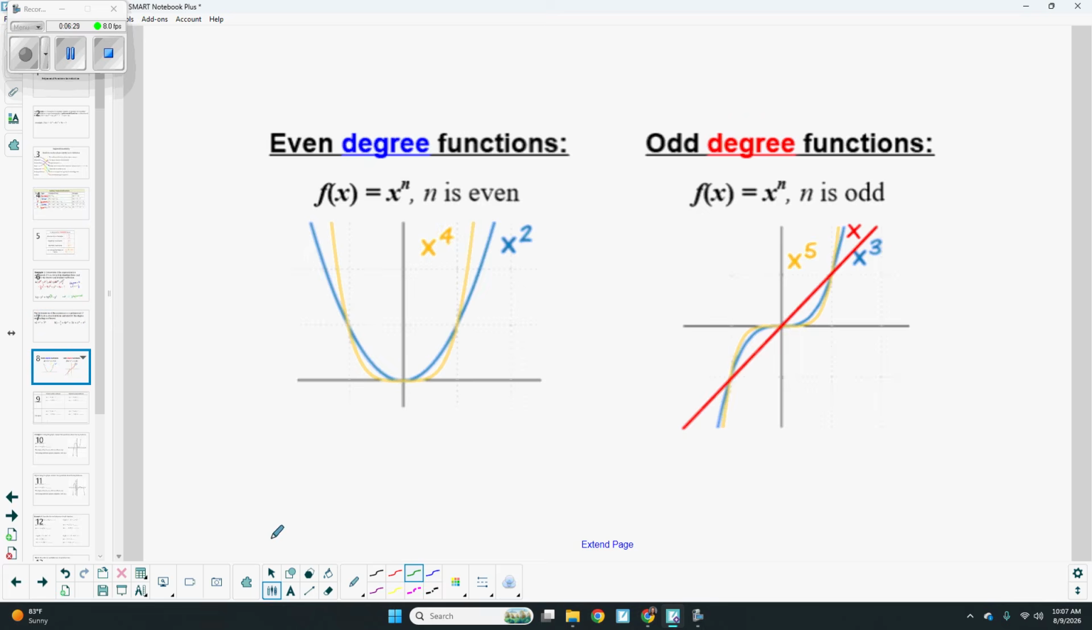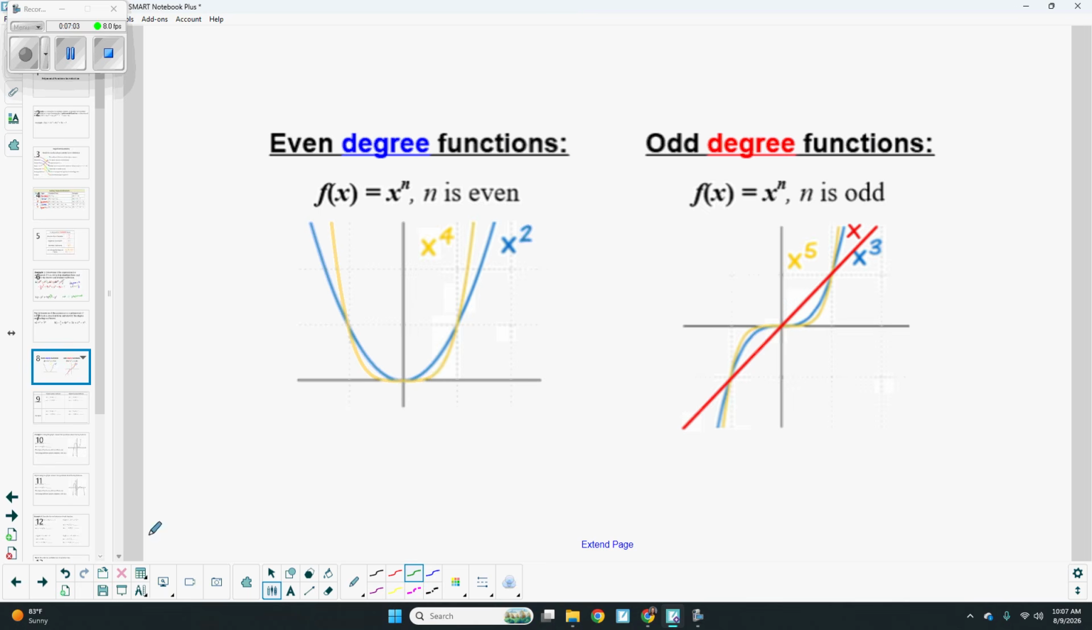So let's talk about odd and even degrees. We look at the power of a function, the exponent of the function, its degree. If it's even, it's going to look one way, and if it's odd, it's going to look a different way. With even, you're going to have both sides going in the same direction, and in odd functions, you're going to have both sides going in opposite directions. What this allows us to do is know what the ends of the graph will look like based on the degree.